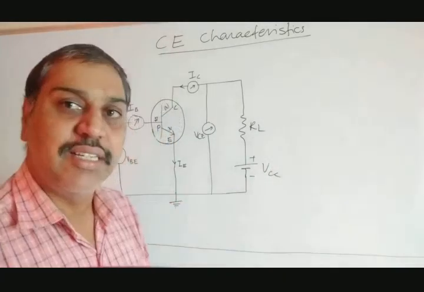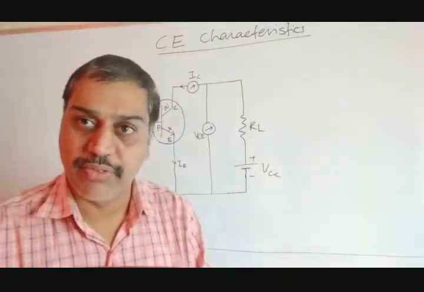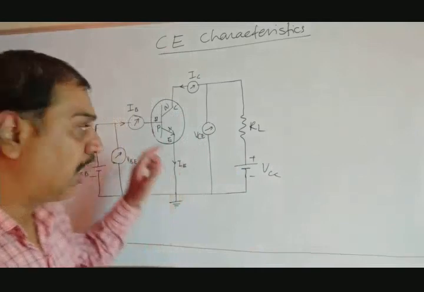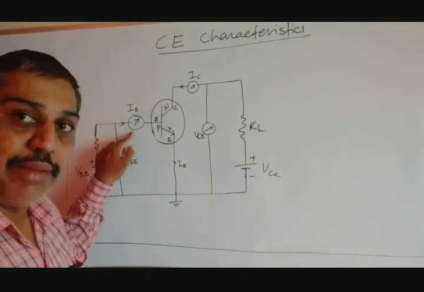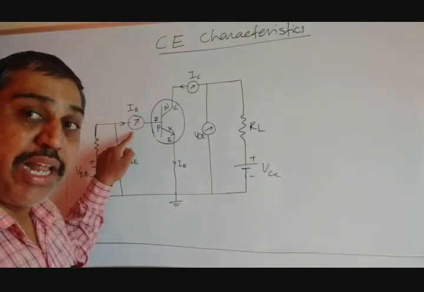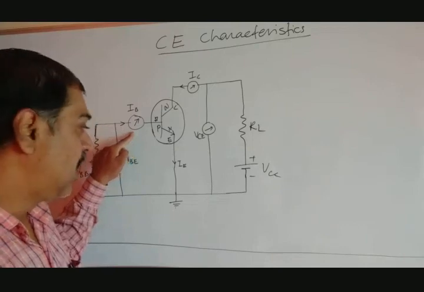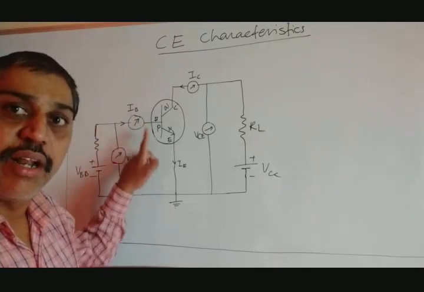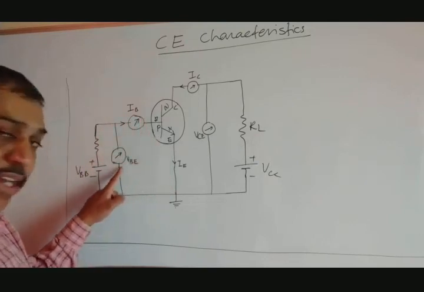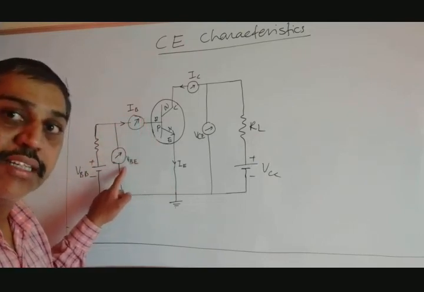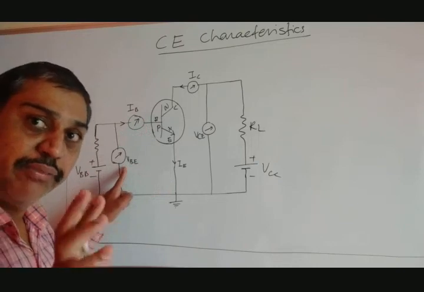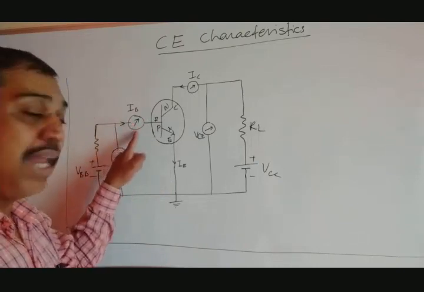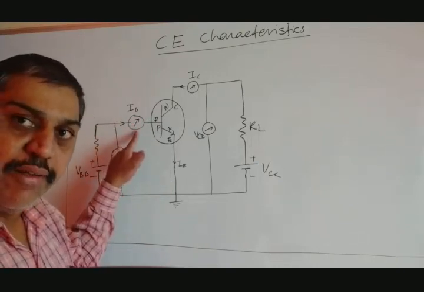Apart from this, there are four meters we have used. One is for input current measurement. The input current is IB, measured by this milliammeter or microammeter. The input voltage is the voltage between base and emitter, VBE, measured by this voltmeter. This milliammeter or microammeter measures the input current.